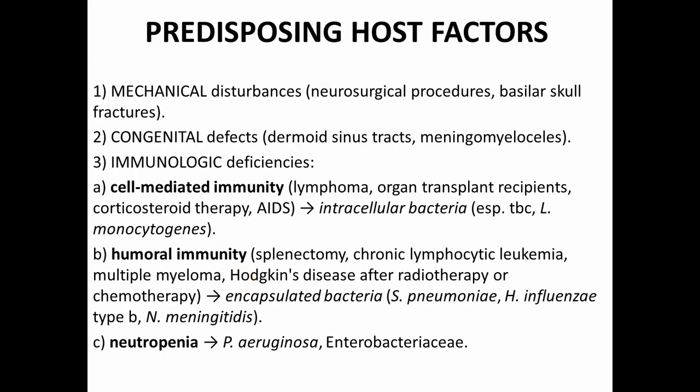What are the predisposing factors for meningitis? Mechanical trauma may result in meningitis, as it will aid the entrance of the causative organism into the spinal cord or the meninges. Congenital defects, spina bifida and others, meningocele, immunological deficiency, such as cell-mediated immunity or humoral immunity defect. Splenectomy is a cause, especially in those with blood dyscrasia, and neutropenia.